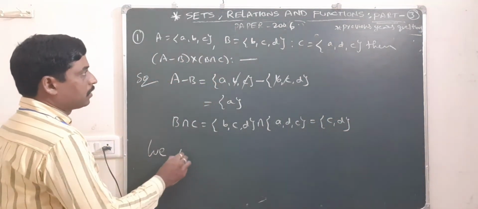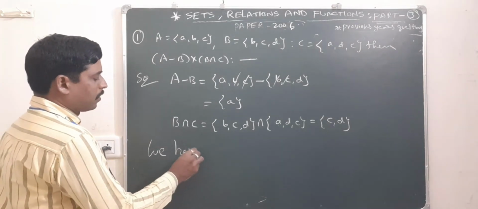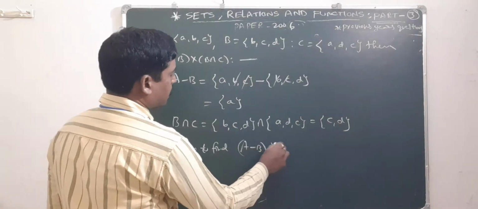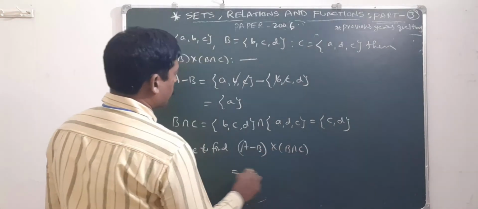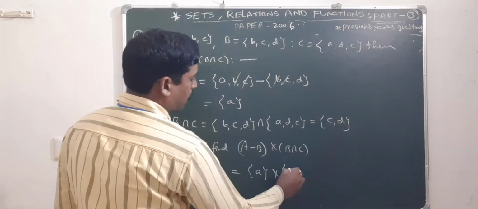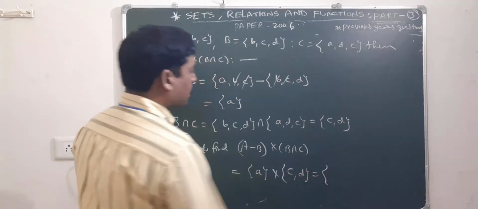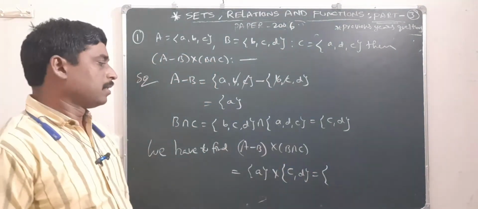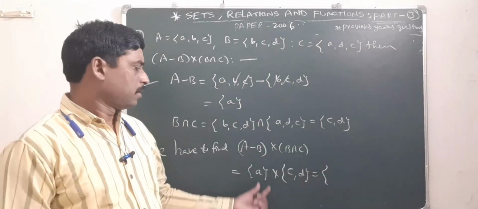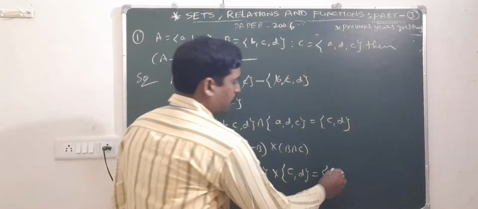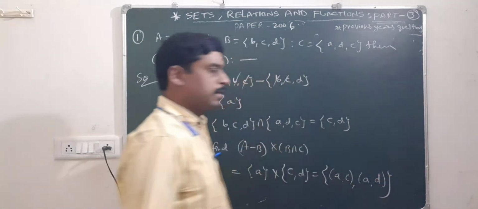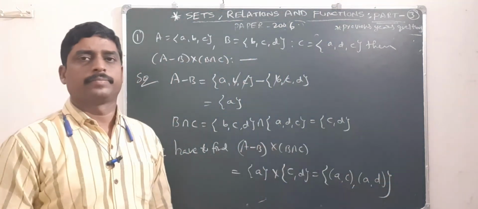Now we have to find (A minus B) cross (B intersection C). So A minus B having a, and B intersection C having c and d. The Cartesian product of these two sets. What is the Cartesian product? The set of all possible ordered pairs. So (a, c), (a, d) is the Cartesian product of these given sets.